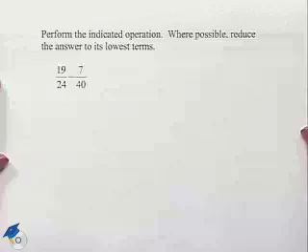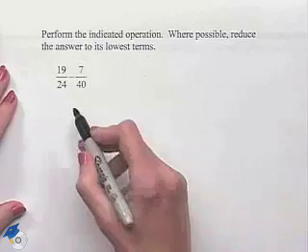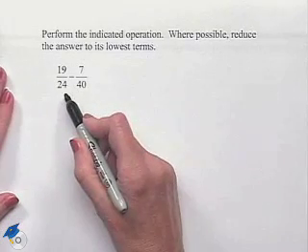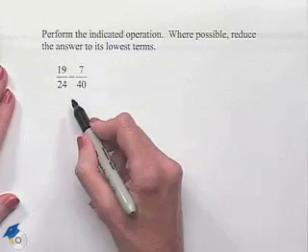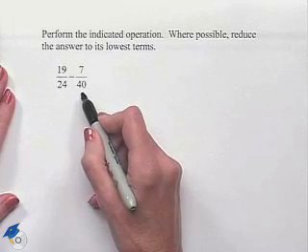Here's another problem dealing with performing operations on fractional expressions. Perform the indicated operation. Where possible, reduce the answer to its lowest terms. This time we have two fractions that are being subtracted, but we have denominators that are not alike. We're going to start by changing these into equivalent fractions with like denominators.